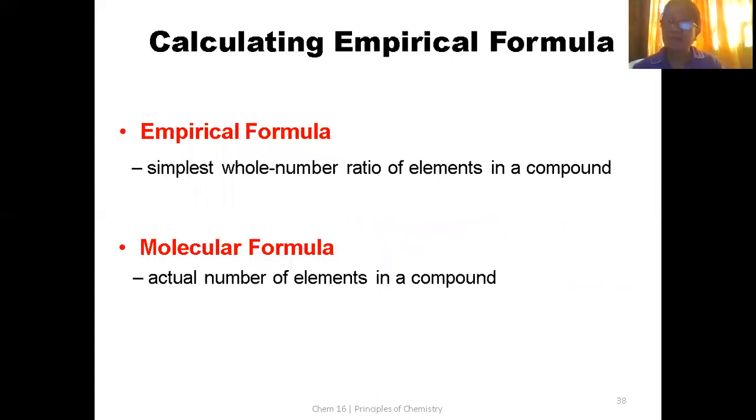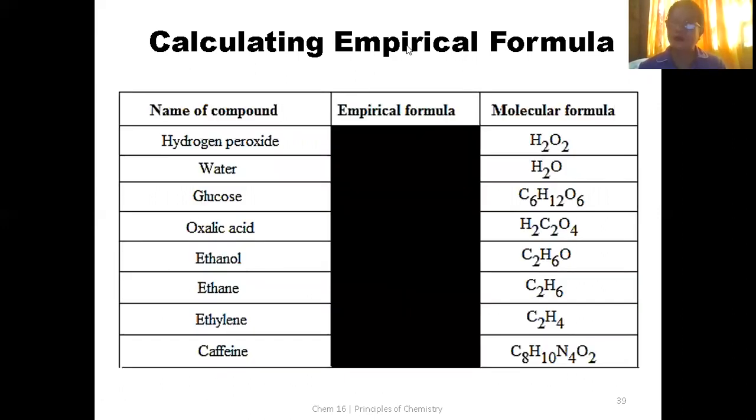So how are we going to calculate the empirical formula? The empirical formula is known as the simplest whole number ratio, while the molecular formula is the exact one. The true formula is the molecular formula. For instance, hydrogen peroxide has a molecular formula of H2O2. But this is divisible by 2, so divide by 2. H, 2 divided by 2, 1. Oxygen, 2 divided by 2, 1. Therefore, you will have an empirical formula of HO. Then for water, it cannot be divided, so it is still the same: H2O.